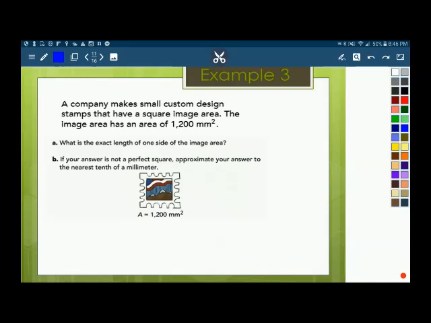Alright, so in my third example, what I'm doing is I'm having us apply this idea to real life. We have a company that makes small custom design stamps that have a square image area. The image area has an area of 1,200 millimeters squared. Okay, so what that means is there is 1,200 little squares that are a millimeter by a millimeter. Okay, so one little tiny millimeter is the length and one little tiny millimeter is the base. Okay, so there is 1,200 of those that fill up this stamp.